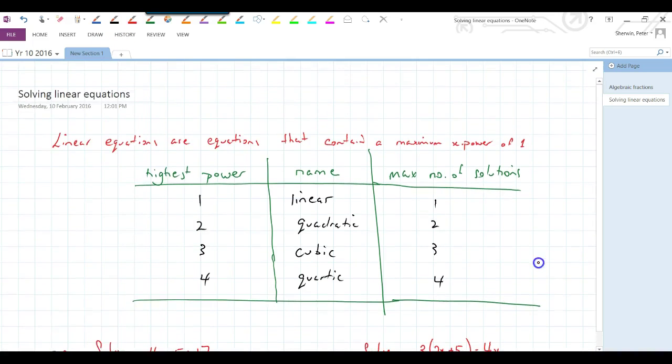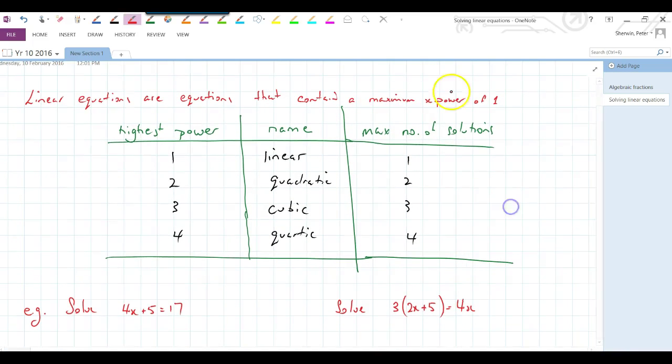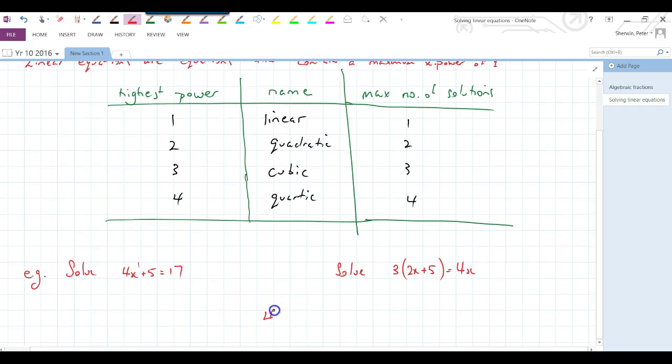Okay, so back to it now. I've drawn up a little table here that summarizes what I was just saying. Linear equations are equations that contain a maximum x power of 1. Power and index mean the same thing. As I was demonstrating, power 1 here means that this is linear. If we've got an x squared and an x, let's say, you'll see equations like this not too far down the track. It's the highest power that defines what sort of equation or expression it is. The highest power here is 2, so it is a quadratic equation, and the maximum number of solutions would be 2.